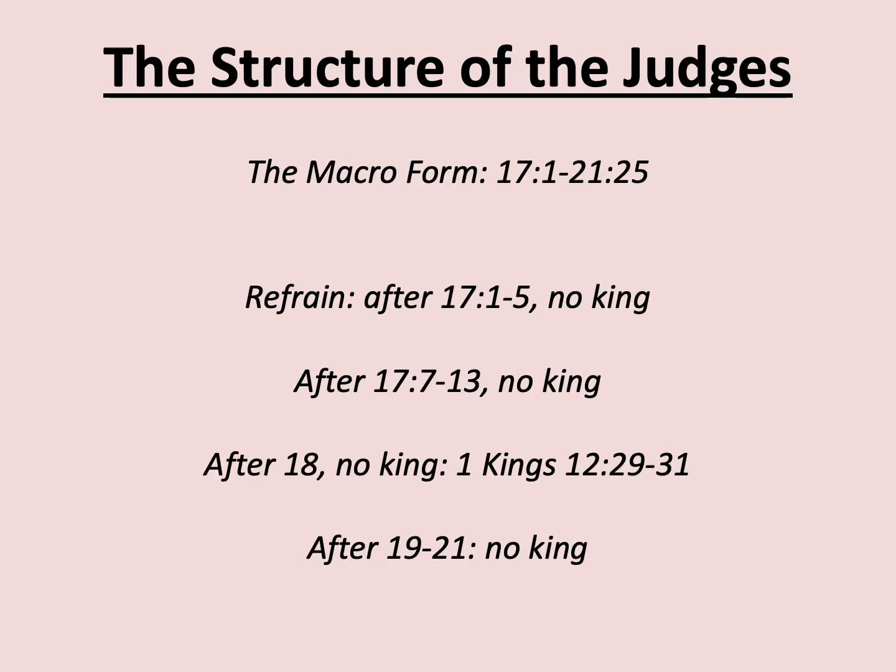Chapters 17 through 21 also have a macro structure, as the chapters have a constant refrain repeated after four sections. There was no king in those days, and everyone did what was right in their own eyes. In chapter 17, after verse 5, after we read Micah telling his mother that he took the silver she was looking for, we read that there was no king in those days. Again, after verse 13 in chapter 17, after we read that he has made that into an idol and has found a random Levite to be the priest, we again read there was no king in those days.